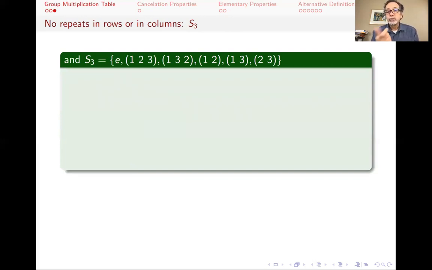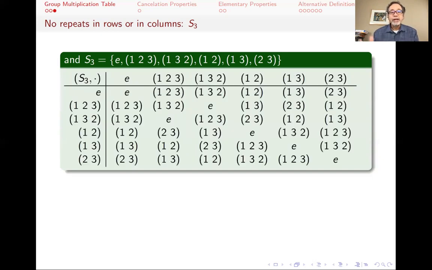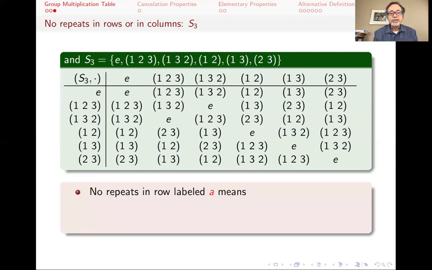(1 2) means you switch the place of 1 and 2 and keep 3 fixed. We have 6 permutations. And if you write down the multiplication table, you will also see that there are no repeats in any row or any column. To say that there are no repeats in a row labeled A, what does that mean? That means that if X and Y are 2 different columns, then AX, which is the entry in row A, column X, is going to be different than AY, which is the entry in row A, column Y.